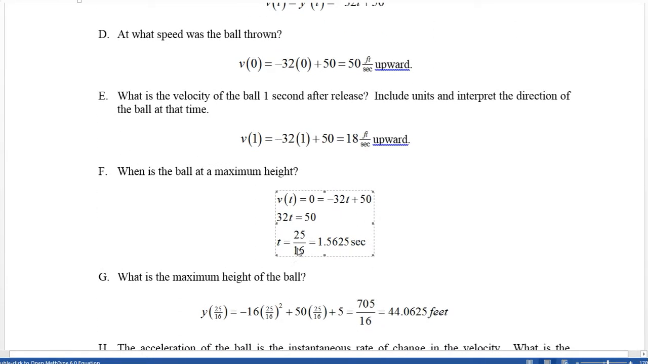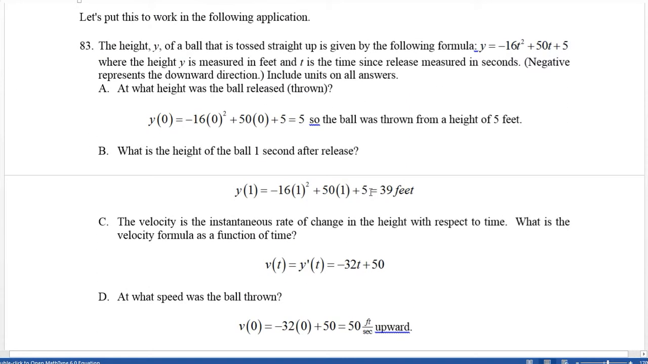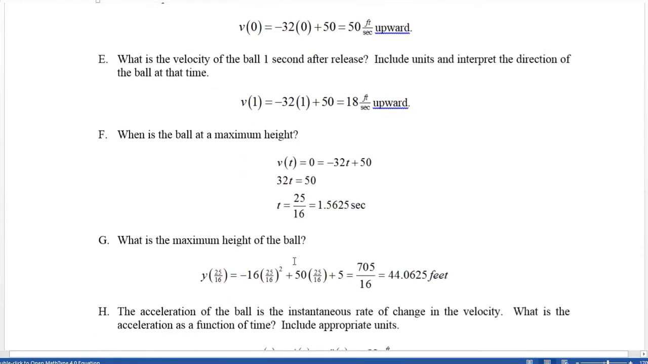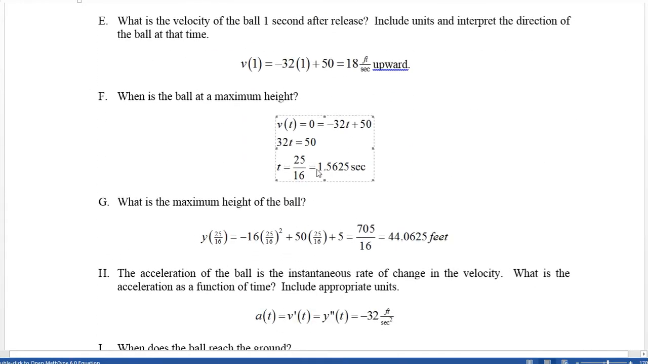What's the maximum height of the ball? Take that t value, plug in the original height formula for y, right there. Take that original formula, plug in t equals that value we just came up with, 25/16. Don't round off at the end here. Now, do we know it that accurately? Probably not. We may want to round off our final answer, but don't round off anything in the middle.